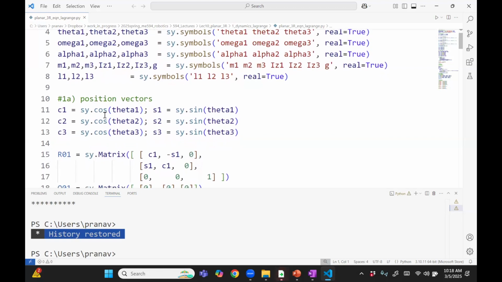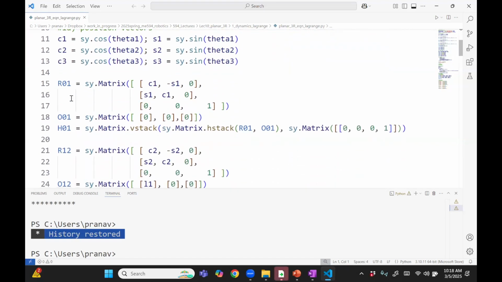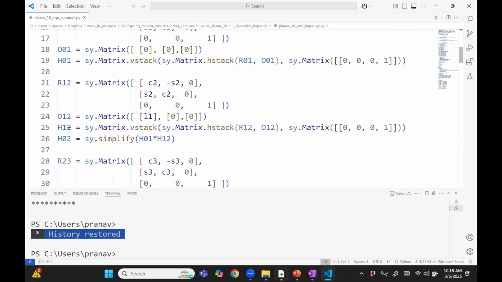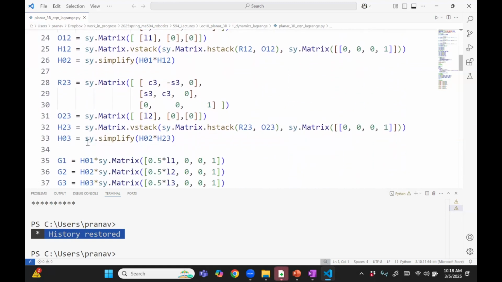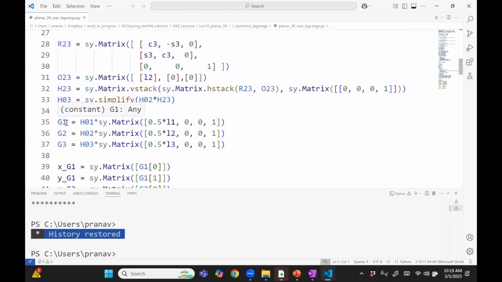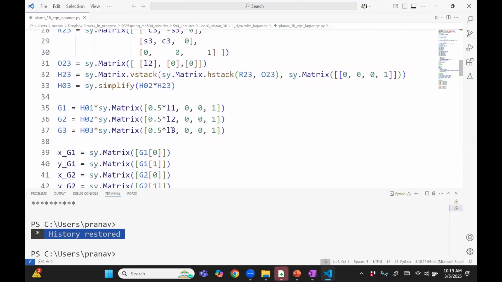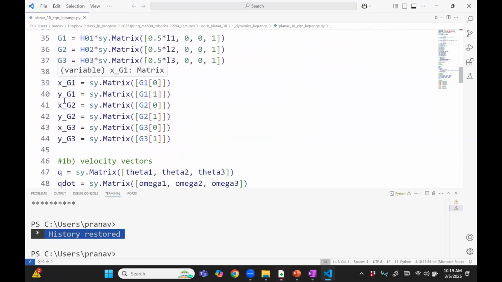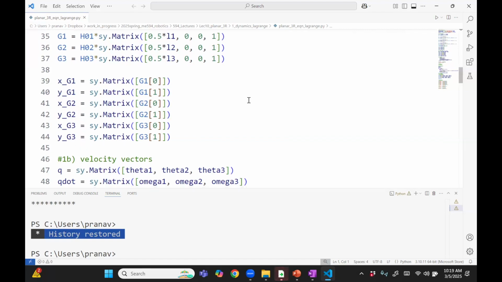Now I'm just following that same recipe: position, velocity, Lagrangian, and equations of motion. So first get the position. I define the homogeneous matrices H01, H12, from which I can get H02 as H01 times H12, and H03. I get the position of the center of mass, G1, G2, G3, that's halfway of each of those link lengths. G1 will give me X, Y, Z, but I only want X and Y because it's a planar manipulator.